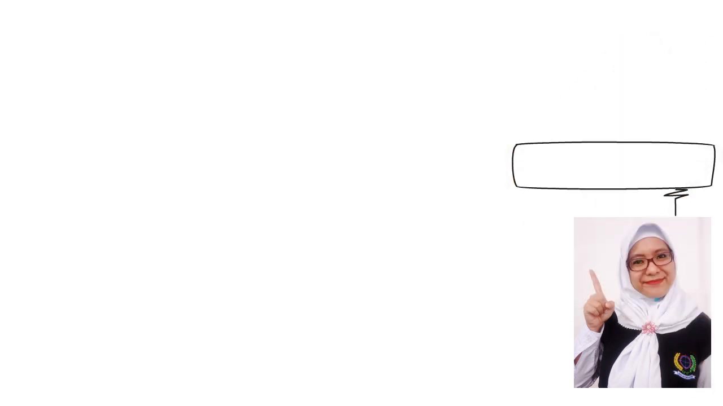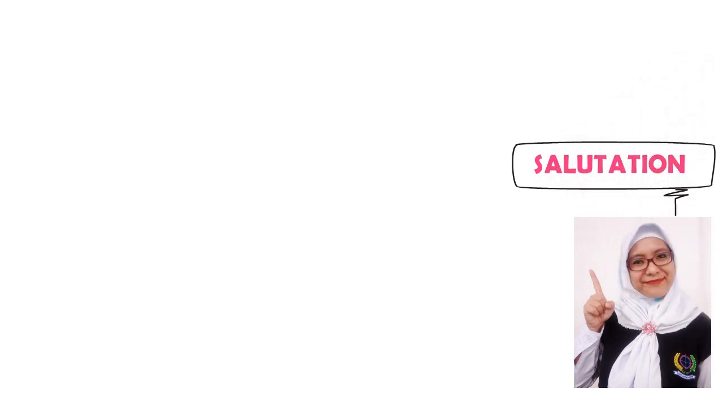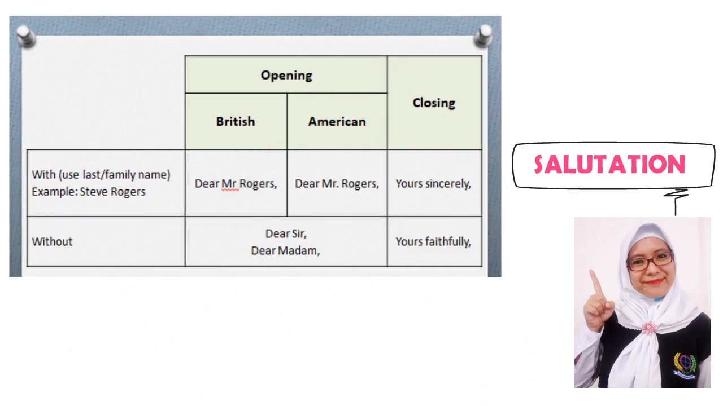The next thing to learn is salutation atau salam, opening and closing. Take a closer look at this table. In the first row, it says, when you know the name you invite, you must use his or her last or family name only for the opening salutation. There are two styles, by the way, British and American style. In the British style, you don't use full stop atau titik setelah Mr. atau Mrs. In the American style, you use the full stop. Kamu pakai tanda titik di versi American ya.